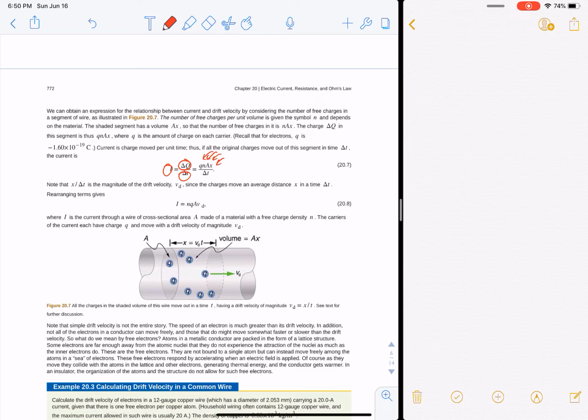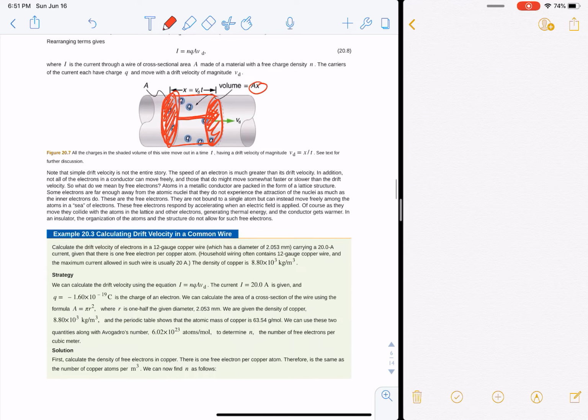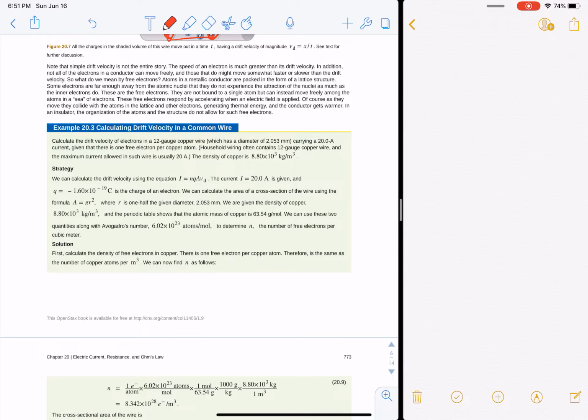Basically what you're doing is counting all of the charges in a cross-sectional area and then pushing that to a certain distance. Now we have a volume, A times x, area times distance, and then you can calculate the total charge this way. So, for example, let's do this example.